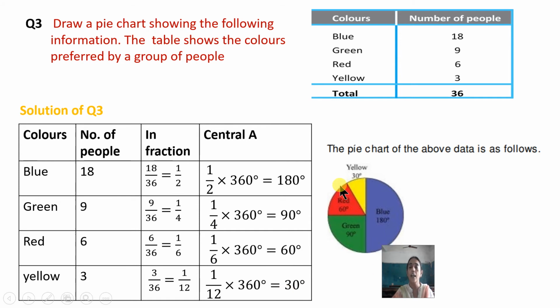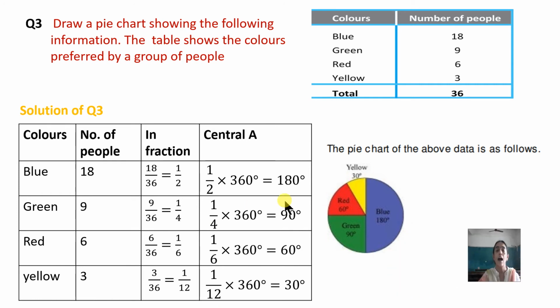Now again draw a circle of any radius. Draw a little bigger circle. After that, mark the center and draw one radius. Put your protractor and mark till 180 degree. Then again put the protractor on this radius and mark 90 degree. Again put the protractor and then mark 60 degree and the remaining will be 30 degree. Automatically it will come to 30 degree.